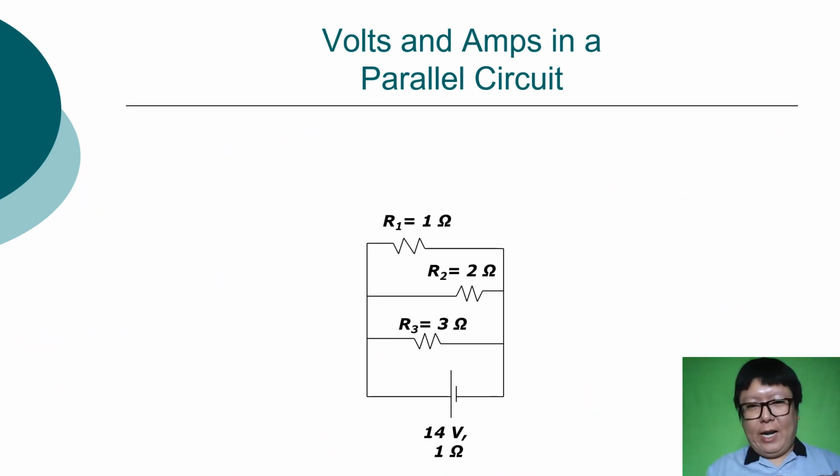For this question, guys, you cannot use 14 volt as the voltage in each resistor. Why? Because 14 is not the terminal voltage. 14 is the EMF. Be careful with this. If you use 14 for all of these, this is 14, this is 14, and 14, your answer will be wrong, because I give the internal resistance in here. So be careful with this.